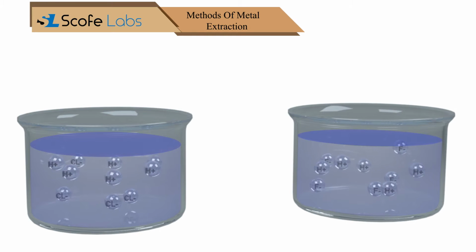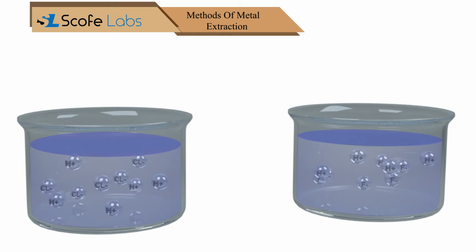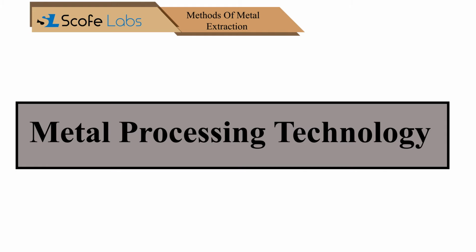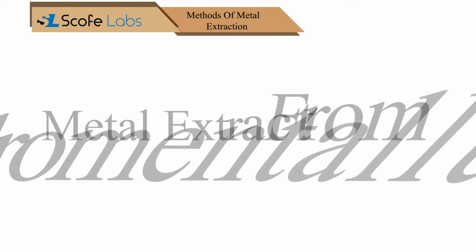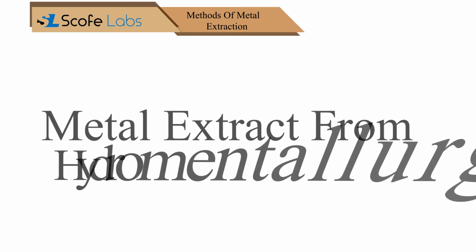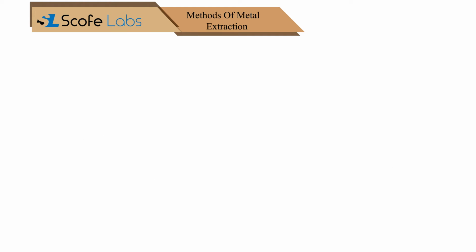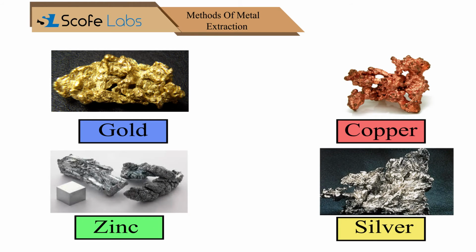As the name suggests, the principle of hydrometallurgy is based on aqueous chemistry. Hydrometallurgy is the metal processing technology that uses chemical processes combining water, oxygen, and other substances to get purified metal. The metals extracted by the hydrometallurgy process are gold, copper, zinc, and silver, etc.